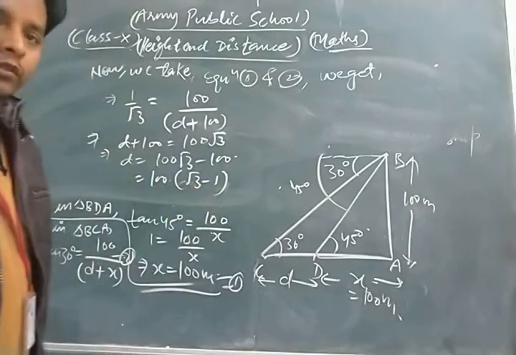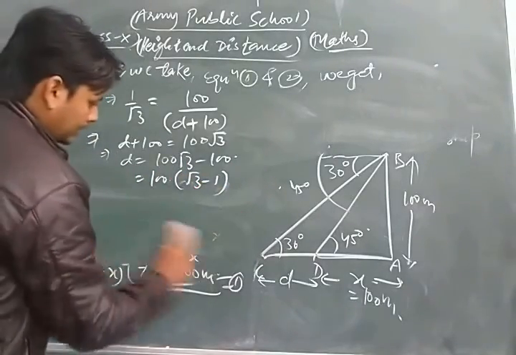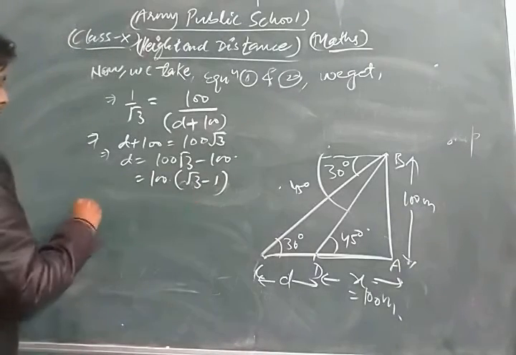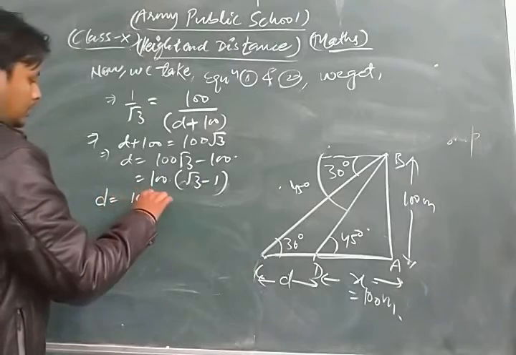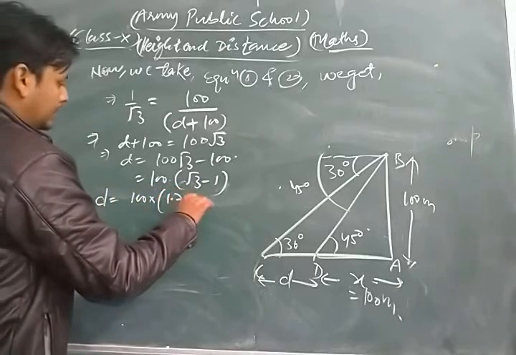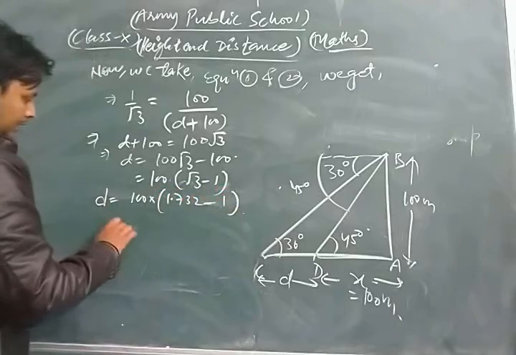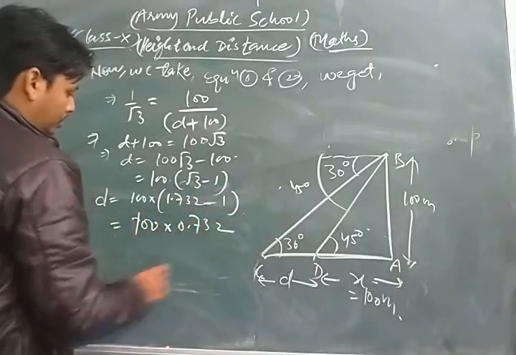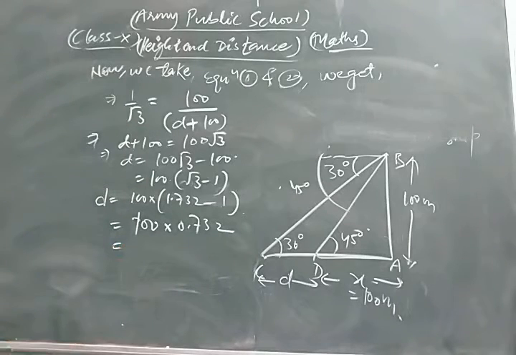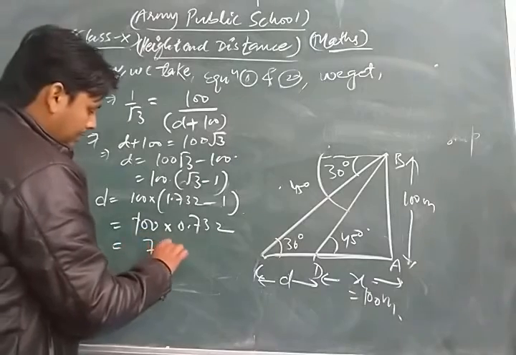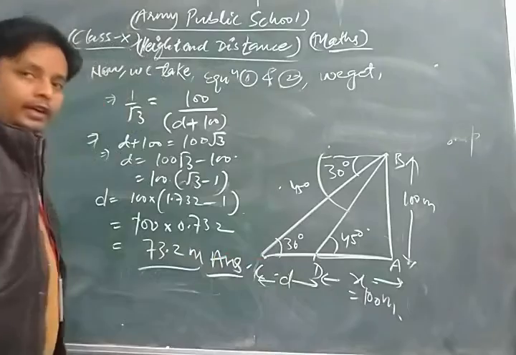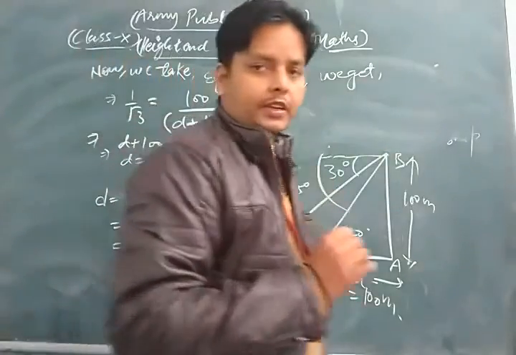And you know that the value of root 3 is 1.732. So D is equal to 100 into 1.732 minus 1, that is 100 into 0.732, so we multiply by 100 to get 73.2 meter. This is the required solution of the given question.